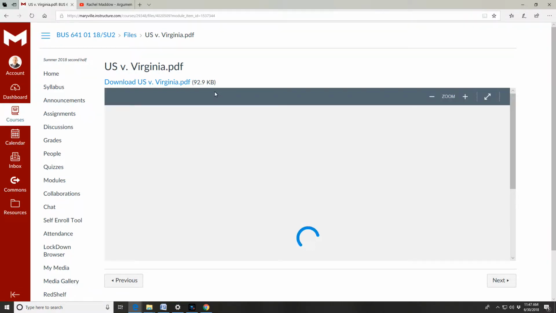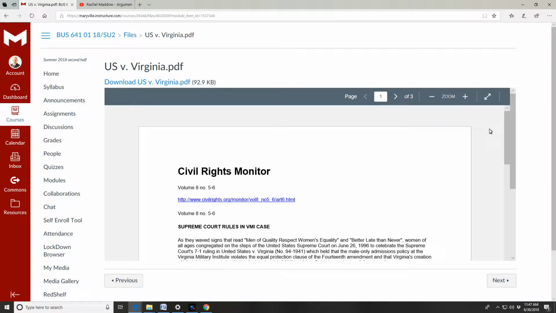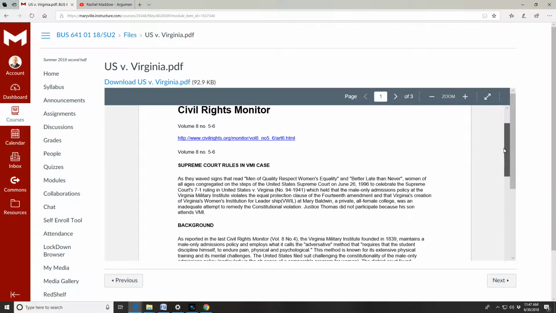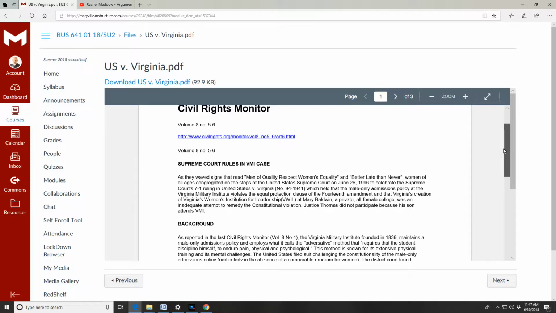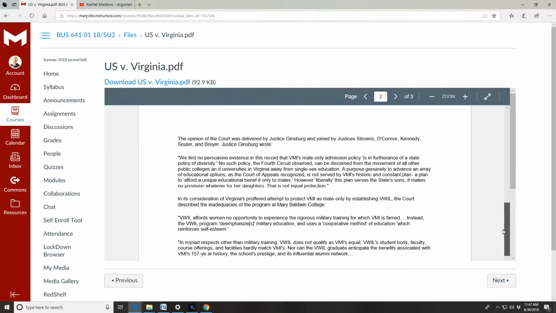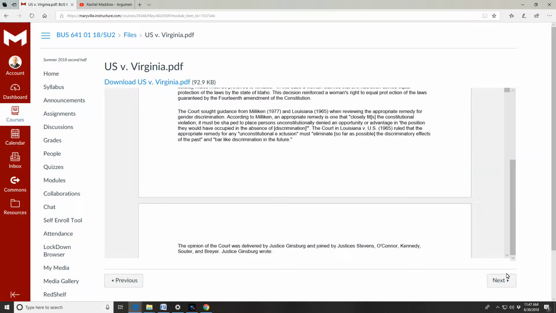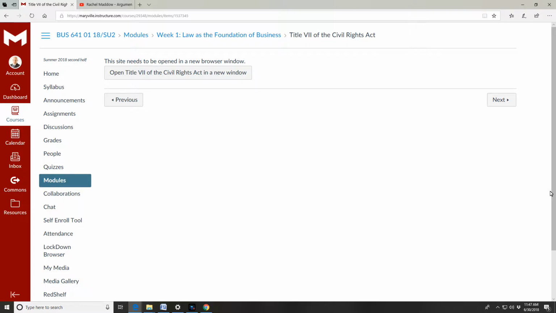The next document is an excerpt, and this is a super abridged version of the United States versus Virginia. So this is an actual case that the Supreme Court ruled on involving the Virginia Military Institute. So I want you guys to read through that. Again, this is abridged, so you're not going to be spending hours doing it, but it'll give you some background on how this women's rights movement has been impacted.